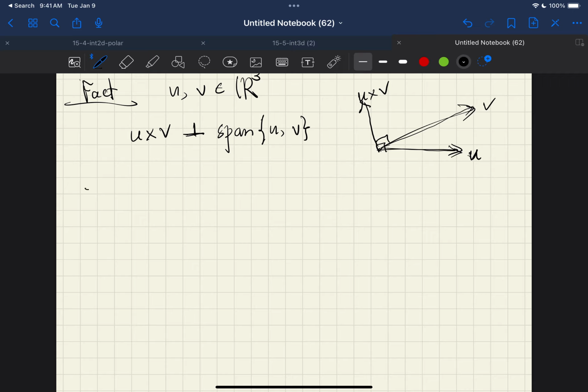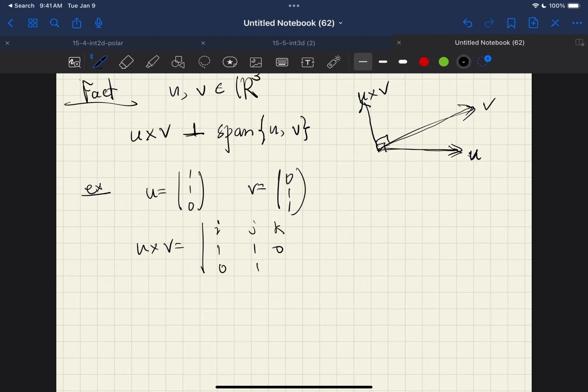Now we are going to look at one example. Suppose u is given by 1, 1, 0, and v is given by 0, 1, 1. What is u cross v? Then i, j, k, and 1, 1, 0, 0, 1, 1. Its determinant is i times 1 minus j times 1 plus k times 1. So it is i minus j plus k.